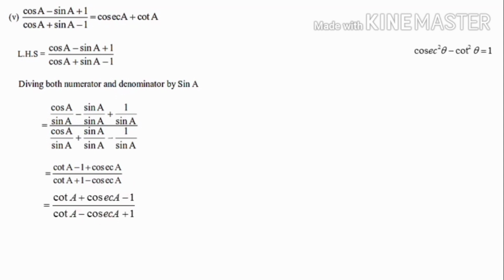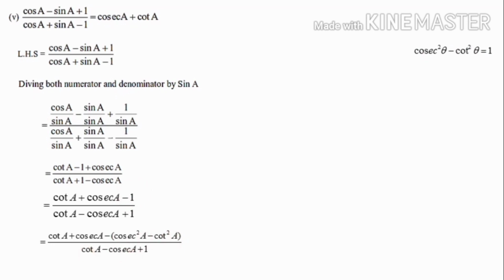Now we have already learned the identity cosec square theta minus cot square theta is equal to 1. So this 1 I am going to change and write it as cosec square a minus cot square a, because that is equal to 1. Let's change it. Cot a plus cosec a, the first two terms remain the same. This 1 I am changing as minus of cosec square a minus cot square a, because cosec square theta minus cot square theta is 1. This 1 I am replacing and putting as cosec square a minus cot square a.